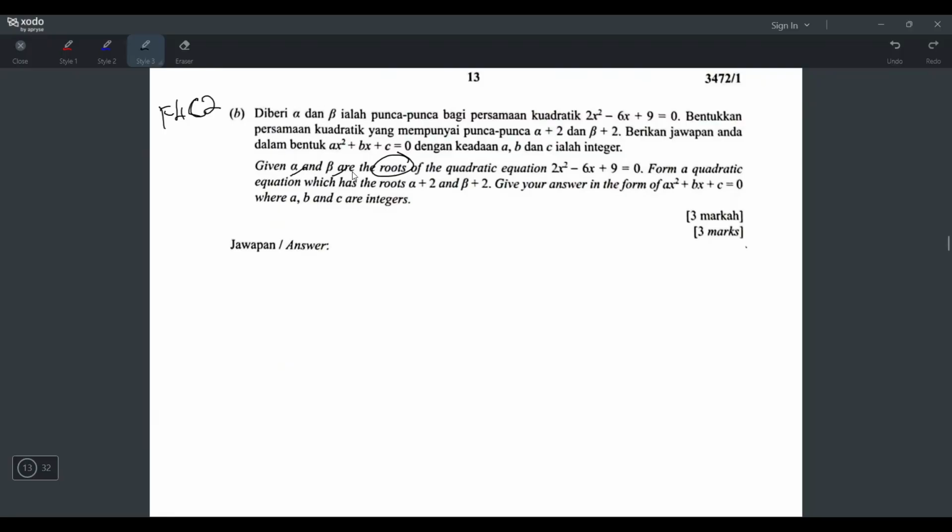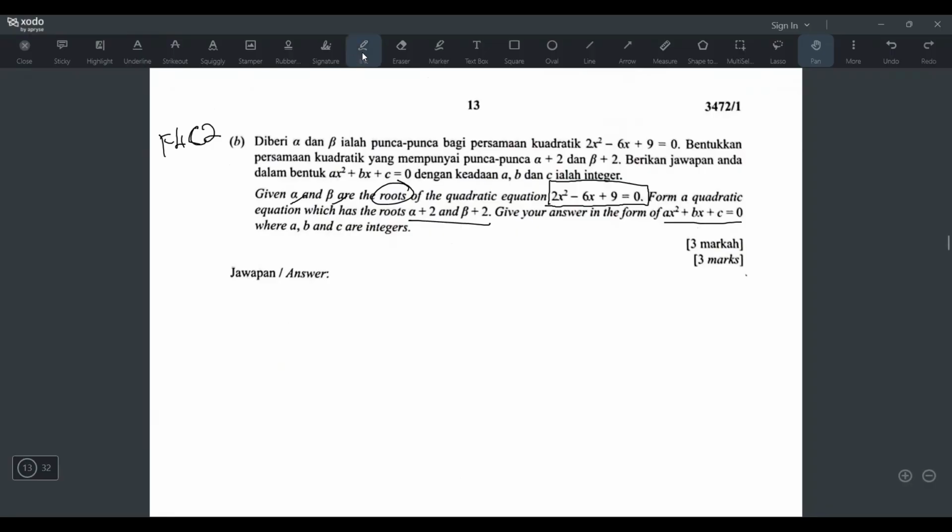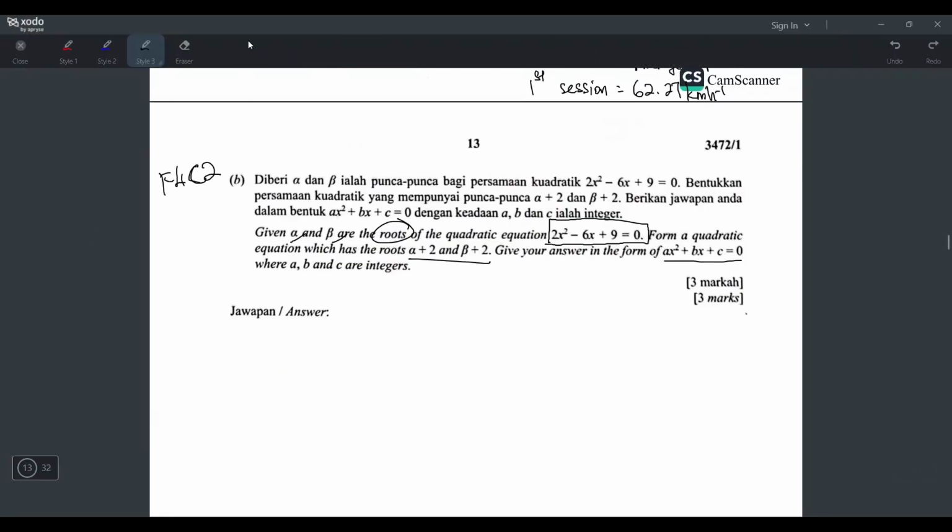So let's read first. Alpha and beta are the roots of the quadratic equation 2x squared minus 6x plus 9 equals 0. It means alpha and beta is the x for this equation. Roots means x. And then you can use the Sopor later. And then form a quadratic equation which has the roots alpha plus 2, beta plus 2. Give your answer in the form of ax squared plus bx plus c equals 0, where a, b, c are integers. So they want us to form an equation. This one confirm use Sopor already. So I'll write down all the Sopor formulas.